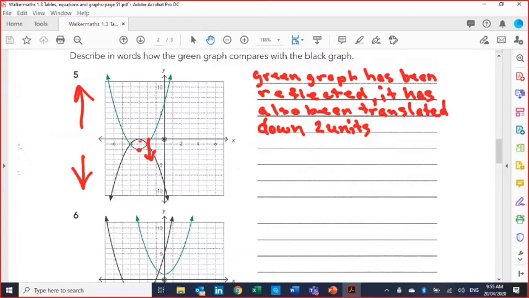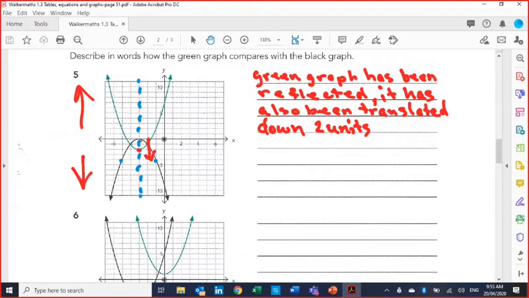Doesn't look like it, does it? But you can test by just looking at a few points. Let me just grab another color to look at those points. So let's say we have an integral point here and here. Our line of symmetry stayed the same.